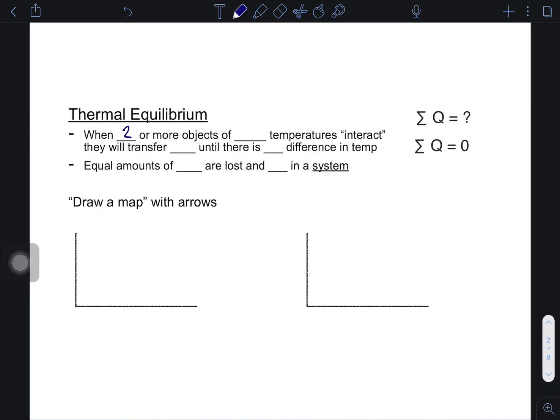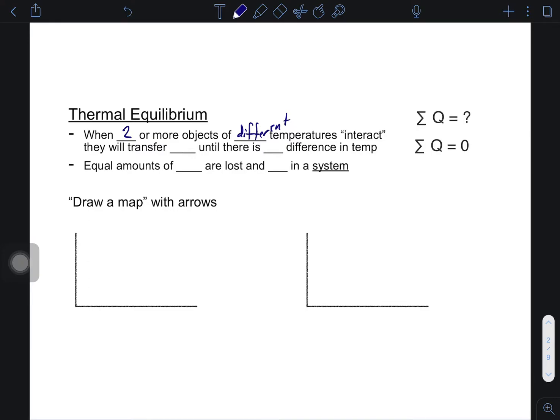When two or more objects of different temperatures interact. Now, what does interact mean? It could mean a couple things. It means they could come in contact with each other. They get mixed together. There's different types of heat transfers. There's something called conduction, convection, and radiation. We're not going to get into that, but they're going to interact with one another.